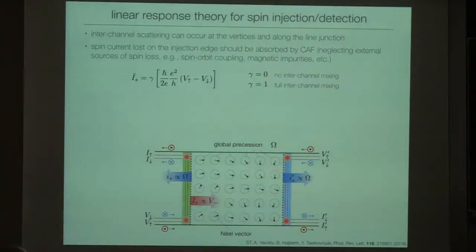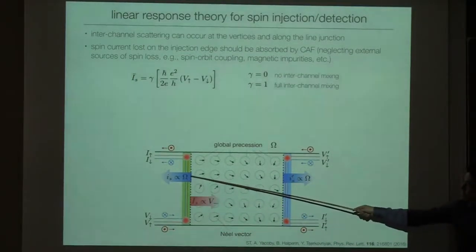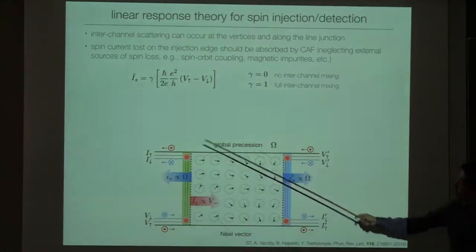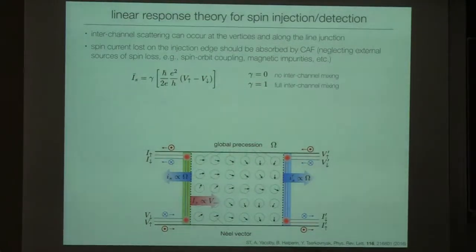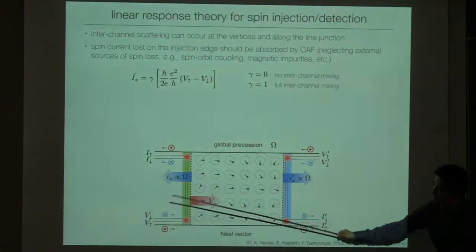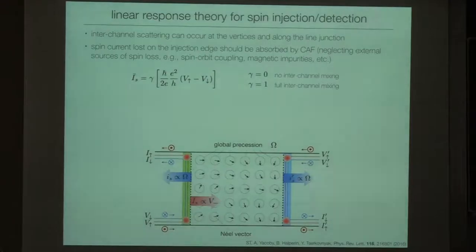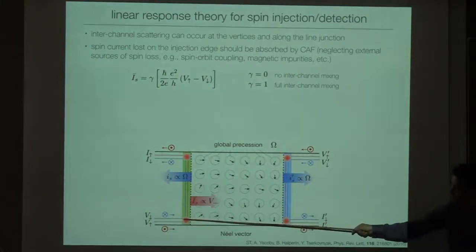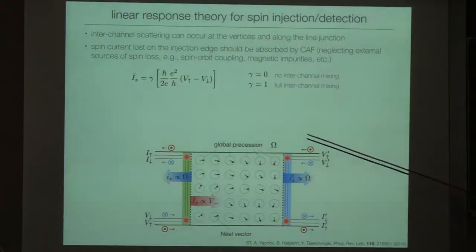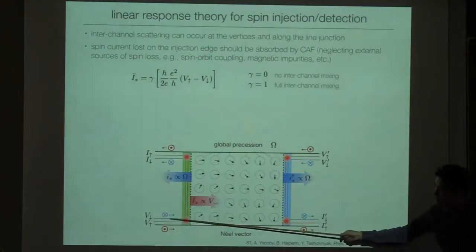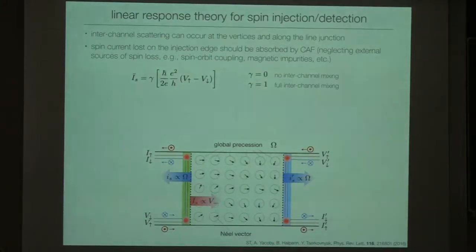Okay, so to build a very simple linear response theory for spin injection and detection, I drew a cartoon version of this injection process here. The scattering between the two edges can occur anywhere along this injection region. Within linear response, the amount of spin current injected from this region is proportional to the voltage bias of these two channels, and the efficiency by which the spin is injected is proportional to gamma. If gamma is equal to zero, the two edges do not equilibrate, they don't scatter between the two channels, and spin current is not injected. If gamma is equal to one, essentially all the spin current coming in is fully injected into the antiferromagnet. Those are the two limits.